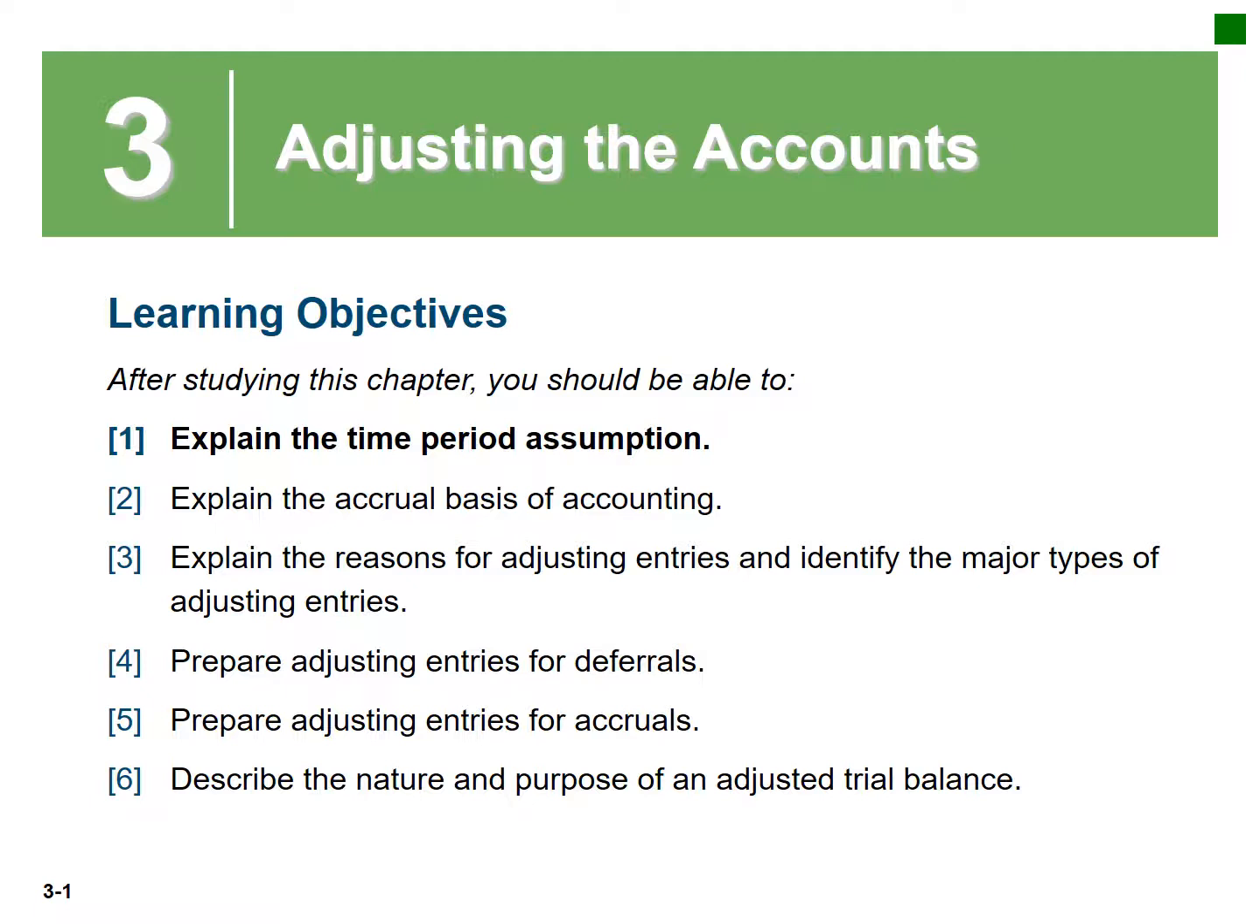The first learning objective in Chapter 3, we're going to look at what the time period assumption tells us. Then we're going to talk about what accrual basis of accounting is. We're then going to look at the different types of adjusting entries that would need to be made. We're going to first look at deferrals and then our accruals. And finally, we're going to talk then about the adjusted trial balance.